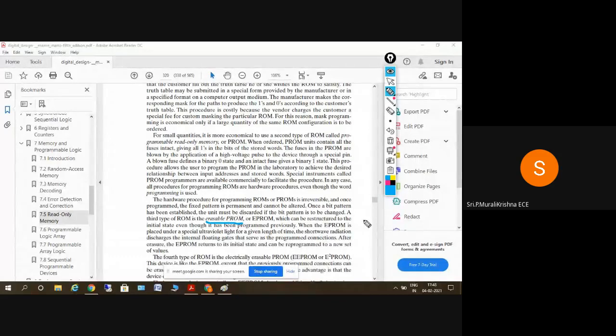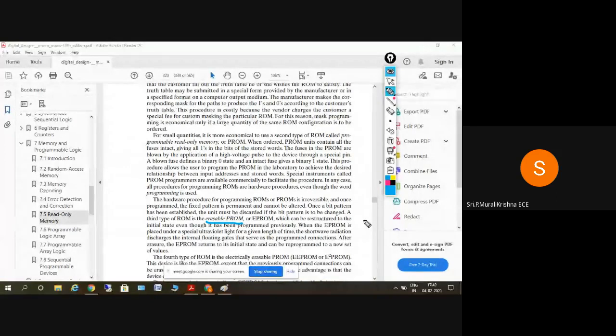In the same way, this erasable PROM has some initial state. I'll take a truth table and program something, and it will come to some other state. After using the PROM for some application, I have to erase this and take the EPROM back to the initial state.